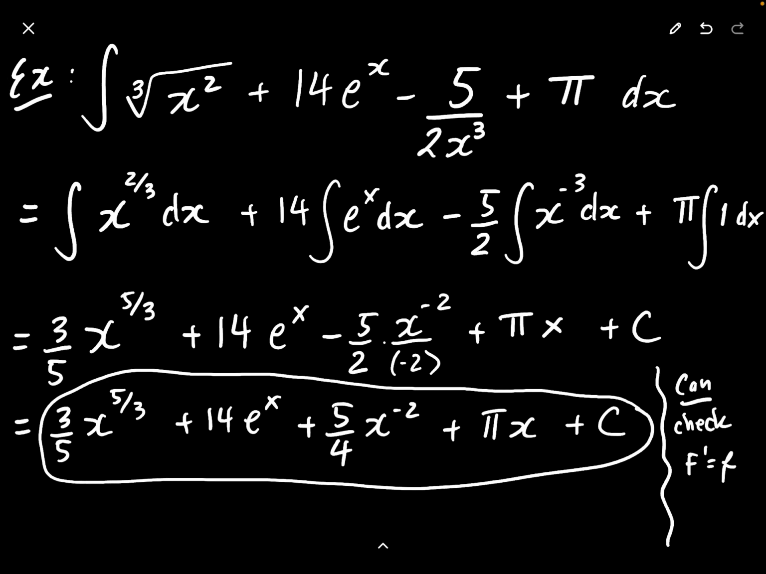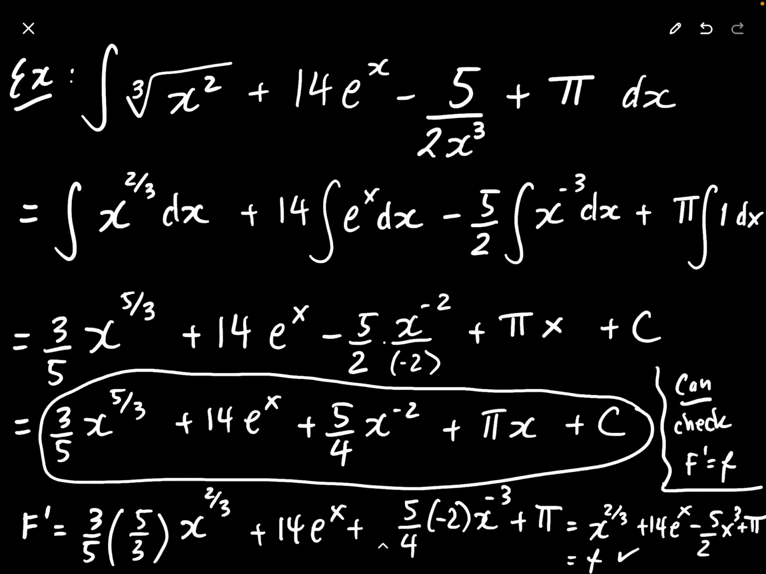Again, it's up to you. If you want to check your antiderivative, you can take the derivative of the antiderivative and see if you get back the integrand. So we'll take the derivative term by term. Here we took the derivative of the antiderivative, and we got back what we started with, so it's correct. So if you want to check your antiderivative, it's always available to you.